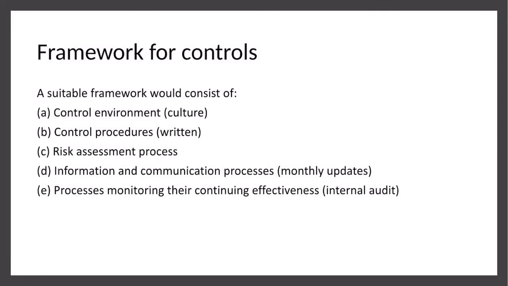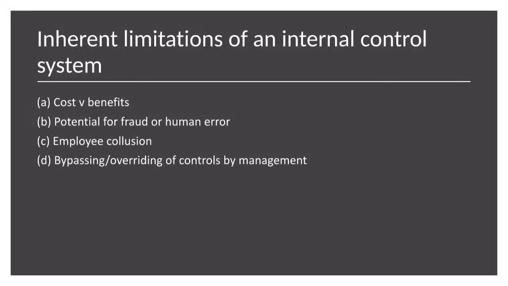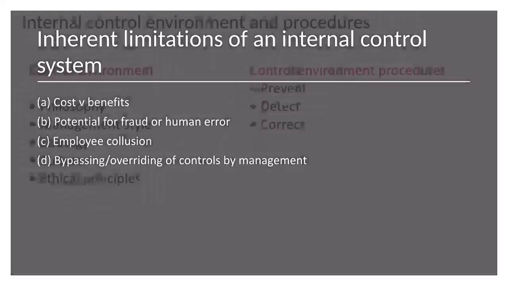The framework of controls can be seen here. First of all, there should be a control environment, control procedures, a risk assessment process, an information and communication process, and processes for monitoring the continuing effectiveness. Inherent limitations of an internal control system are basically cost versus benefit. First of all, we have to identify if the activity is worthwhile or not, the potential for fraud and human errors, employee collusion, and bypassing or overriding by the management. The problem with internal control is that since it's internal to an organization, there is a high probability that these controls can be bypassed.